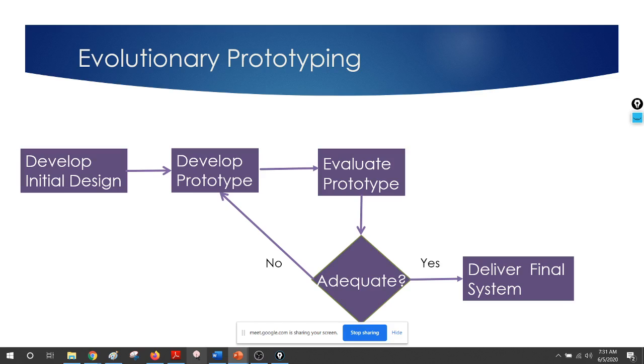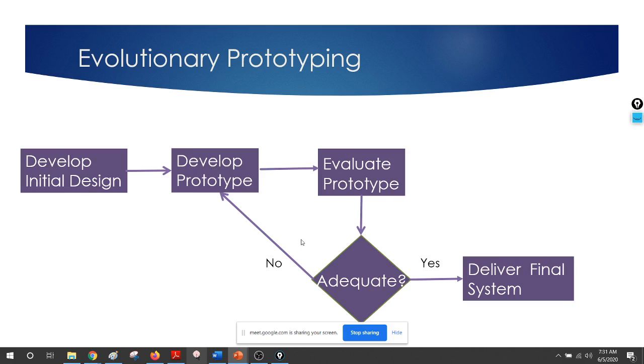So the best thing is, of course, you can build a few rooms. But what should I do? First keep the big design in mind, and build the rooms with the design in mind. Same thing. So when you are doing evolutionary prototyping, have a proper initial design, then develop it.